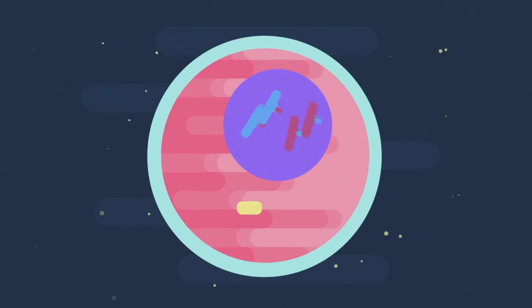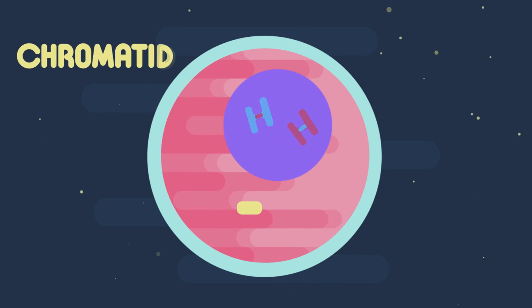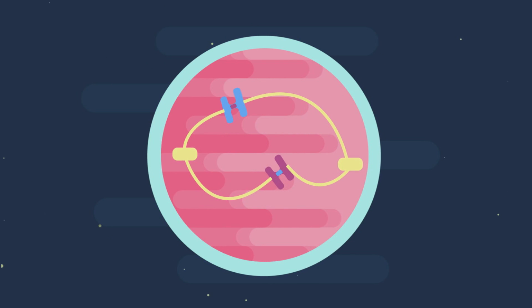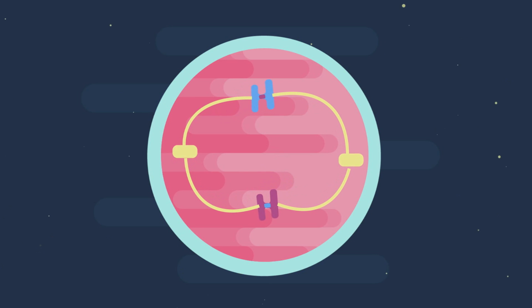The DNA is exactly replicated, and each chromosome now becomes two identical chromatids, joined by the centromere. Chromatid is the word we use to describe the newly copied chromosome, the identical copies. The chromosomes become attached to spindle fibers, which run from one pole to another. The individual chromosomes line up at the equator of the cell.